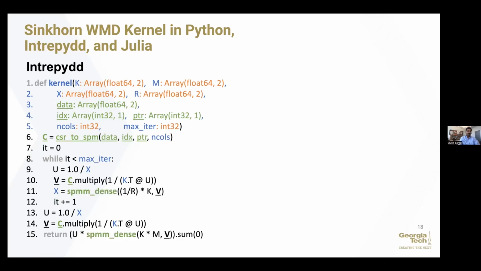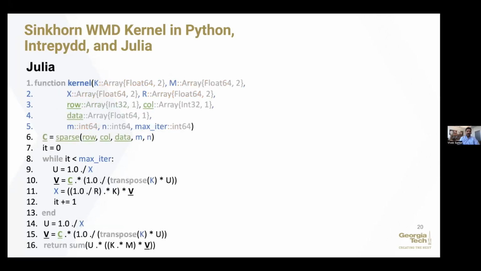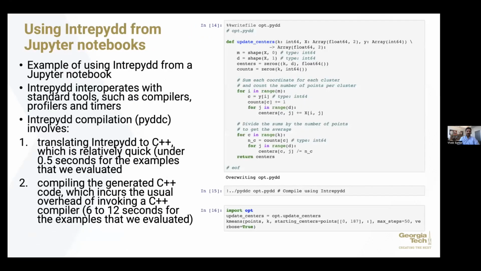And we are working on a future version where the compiler could generate these additional annotations by just creating a sparse array type. And Julia is also similar. And one thing I'll point out is Julia would also require type declarations similar to what we have. And this is how this kernel would be expressed in Julia.